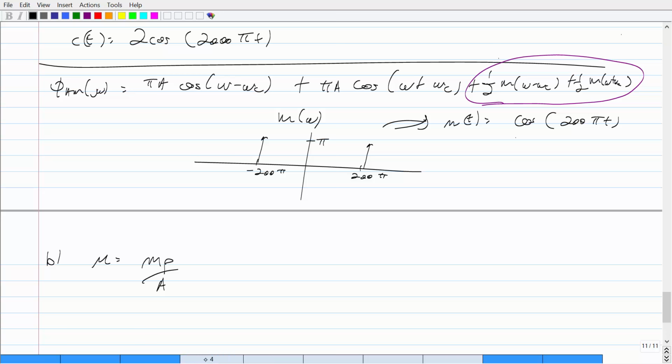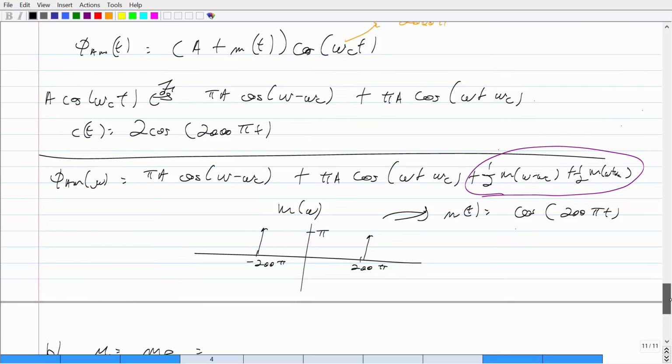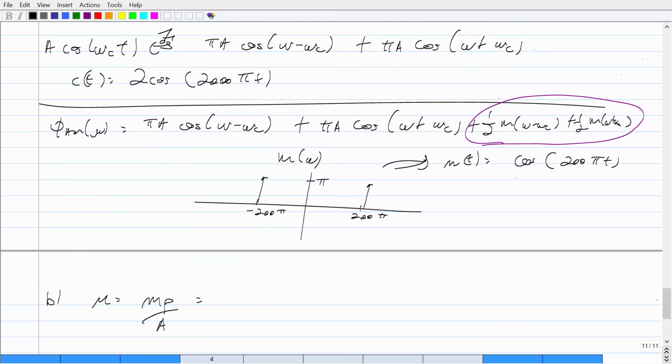Okay. So the maximum peak of this cosine wave is what? Well, it's just going to be equal to 1, right? Because this is the largest peak that you're ever going to get. So remember, for the cosine wave the largest value is 1, and then the carrier is 2. So our modulation index is simply 50% or 0.5.